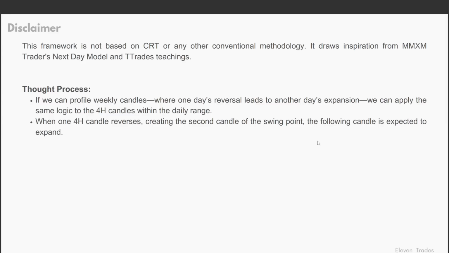Now, what would be my thought process if we can profile a single weekly candle like Monday, Tuesday reversal, midweek reversal, consolidation reversal, Thursday counter profile? Same logic will be applied to the 4-hour candles. When one 4-hour candle is reversing, it is actually creating the second candle of the swing point, and the following candle is expected to expand.